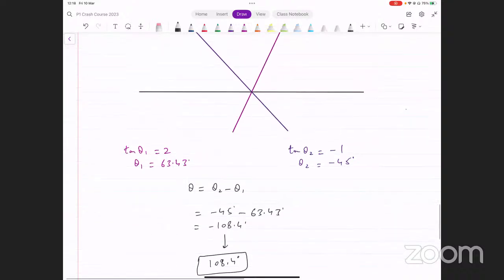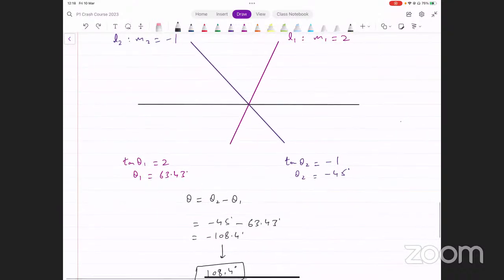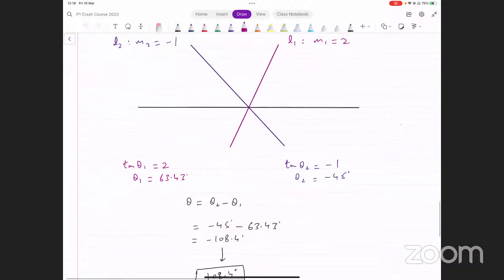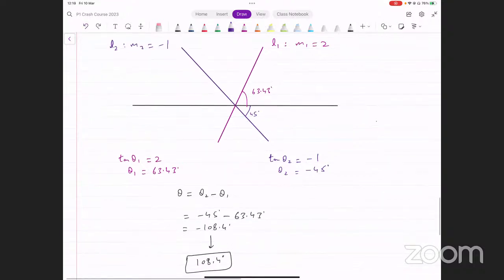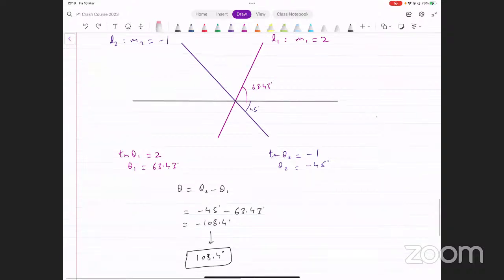Now, it might not make a lot of sense where these values are coming from. So basically what's happening is 63.43 is the angle of this line with the x-axis. So you're getting this angle here. This is 63.43. All right. And the other angle is -45. So that is basically representing this angle. This is 45. All right. So you're getting this whole angle. That's why it's coming out to be obtuse. Now, if they do not specify whether you need an acute angle or an obtuse angle, this is fine. 108.4 as the final answer is perfectly okay.